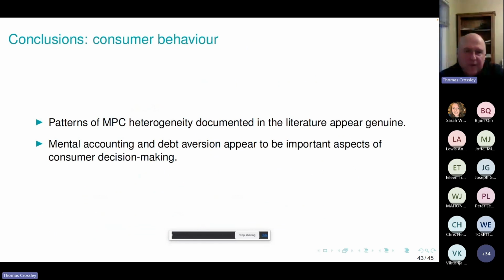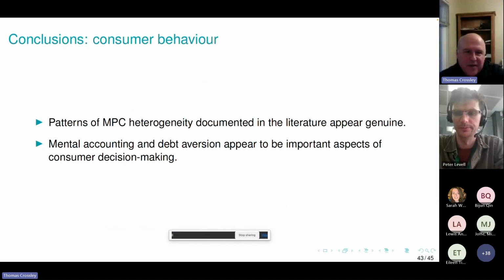Again, we ran the survey in May. I moved to Michigan over the summer. It's the first time that any of us have presented it. But our analysis so far leads us to think the following. First, patterns of MPC heterogeneity documented in the literature appear to be genuine. It doesn't seem that you can explain all the high MPC, high liquidity folks as being misclassified, that they're actually credit constrained but we've misclassified them, or that they're actually not spending but they think they are, and are actually paying off debts. That doesn't seem to be the case. Those patterns seem to be genuine.